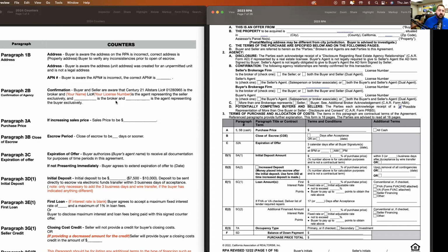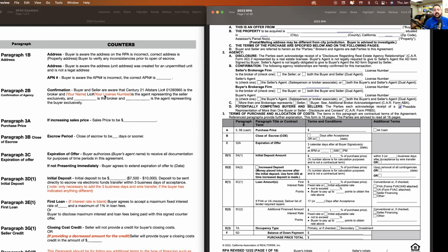Now, you could do that in a counter, or there is an actual confirmation of agency form. If you want to go that far, you could write in there, confirmation of agency form is included with this counter offer. Please sign and return with this signed counter offer. You could go that far if you want to include an extra document. You don't have to do that. So you can just counter this information in for confirmation of agency.